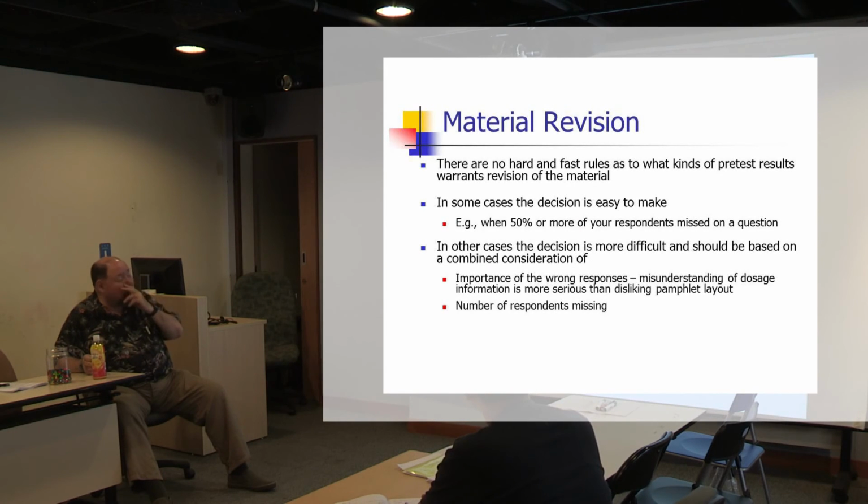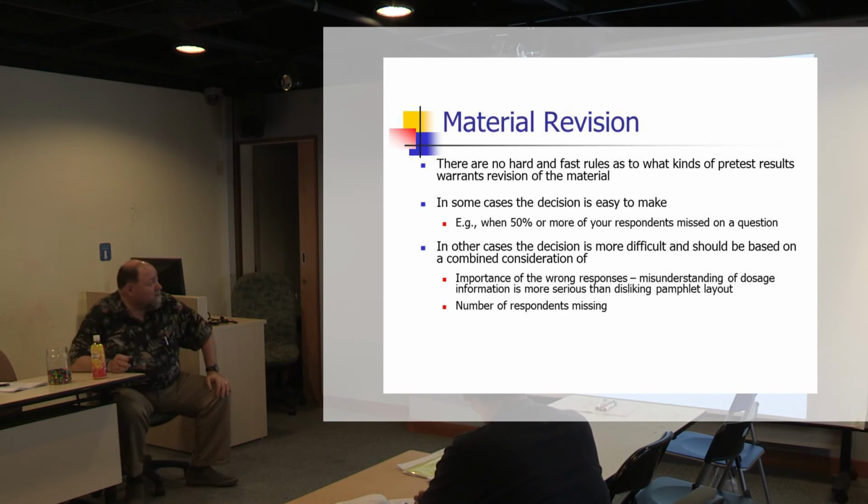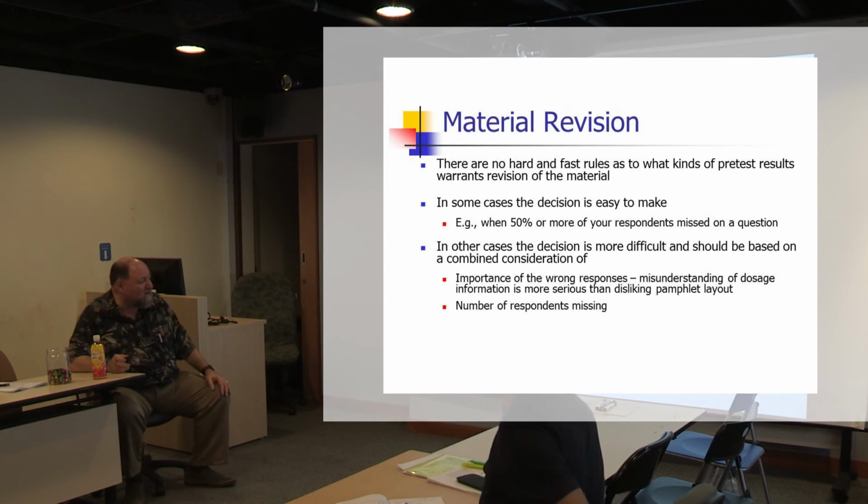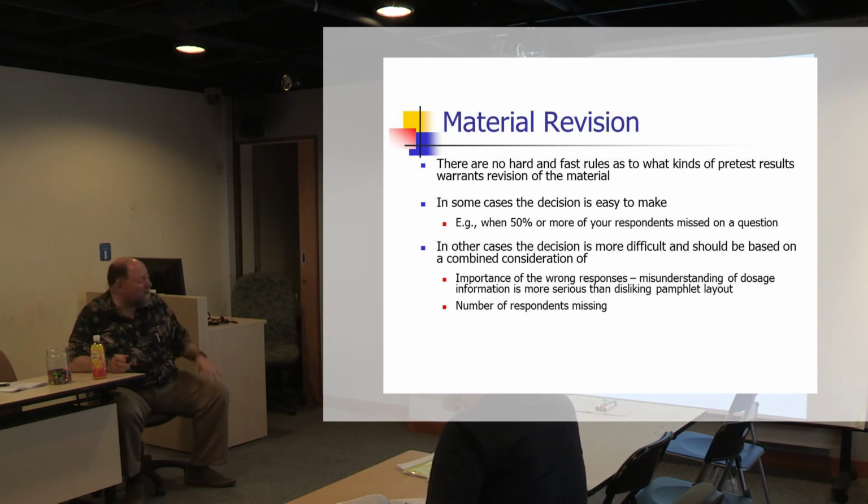Based on the data you collect, you want to try and improve the material. This is basically formative research. So there's no real one way of doing this, but in some cases the decision is easy to make. When more than half of your respondents don't get it, you need to really make major changes. In other cases, you make the decision on a combined consideration of the importance of the wrong response, misunderstanding of dosage information, for example, which might kill somebody, is probably a good thing to think about. And then the number of respondents that are missing the right information.